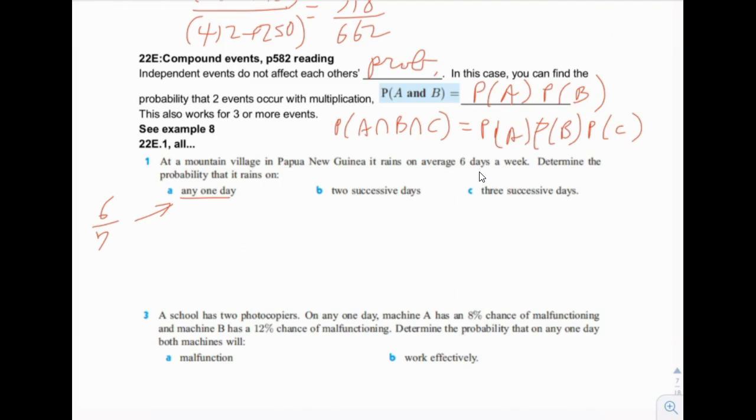What about 2 successive days? So that would be 6 over 7 times 6 over 7, which would be 36 divided by 49. What about 3 successive days? That would be 6 over 7 times 6 over 7 times 6 over 7, which you could write as (6/7) cubed. That would be 6 times 6 times 6 divided by 7 divided by 7 divided by 7. It would be 0.630. Okay, last one is 0.